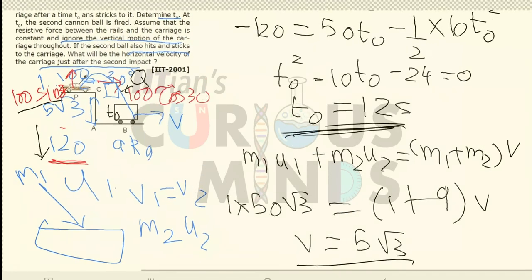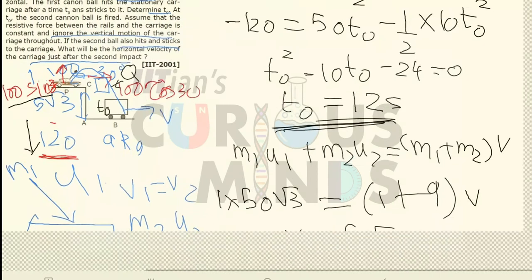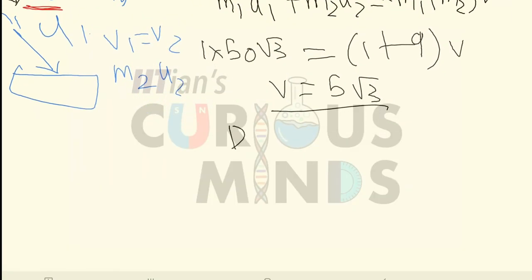The distance covered by the car over here, the velocity is equal to 5 root 3. So the distance covered will be equal to velocity into time, which is equal to 5 root 3 into 12, which is equal to 60 root 3.